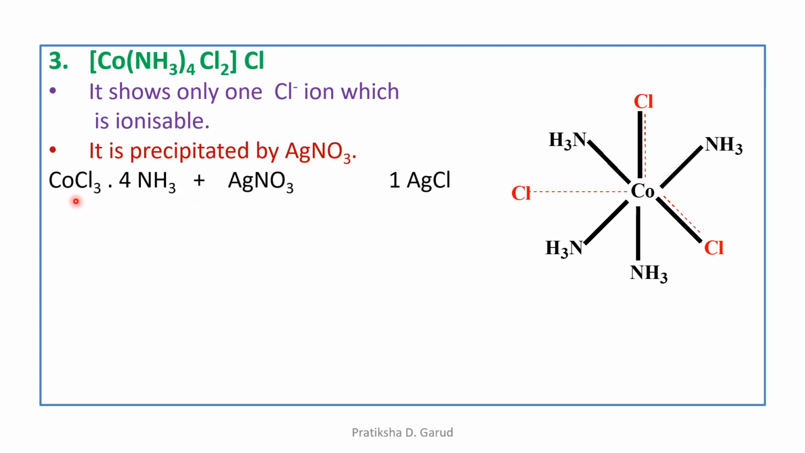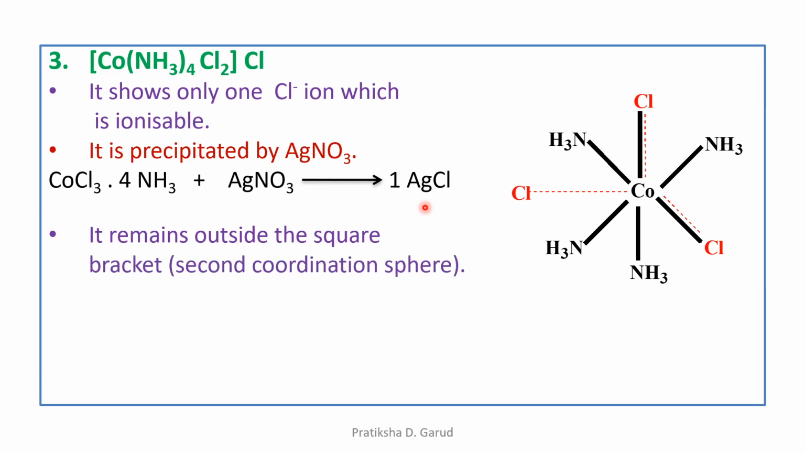So we can write CoCl3·4NH3 in which we added the silver nitrate. As there is only one Cl which is outside the square bracket, we are getting precipitate of only one AgCl. Right? So it remains outside the square bracket. That means the second coordination pair.